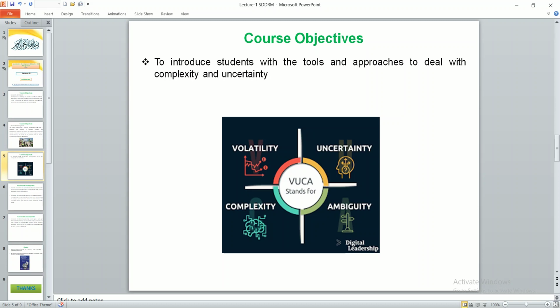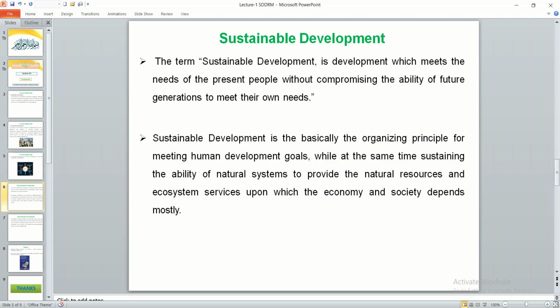So we have to introduce the students to the tools and approach to deal with the complexity and uncertainties in the planning stage and in the management of the disaster. So the volatility, uncertainty, complexity, and ambiguity. They have to develop the concept and approach to deal with the complexity and uncertainty in certain decision making processes.